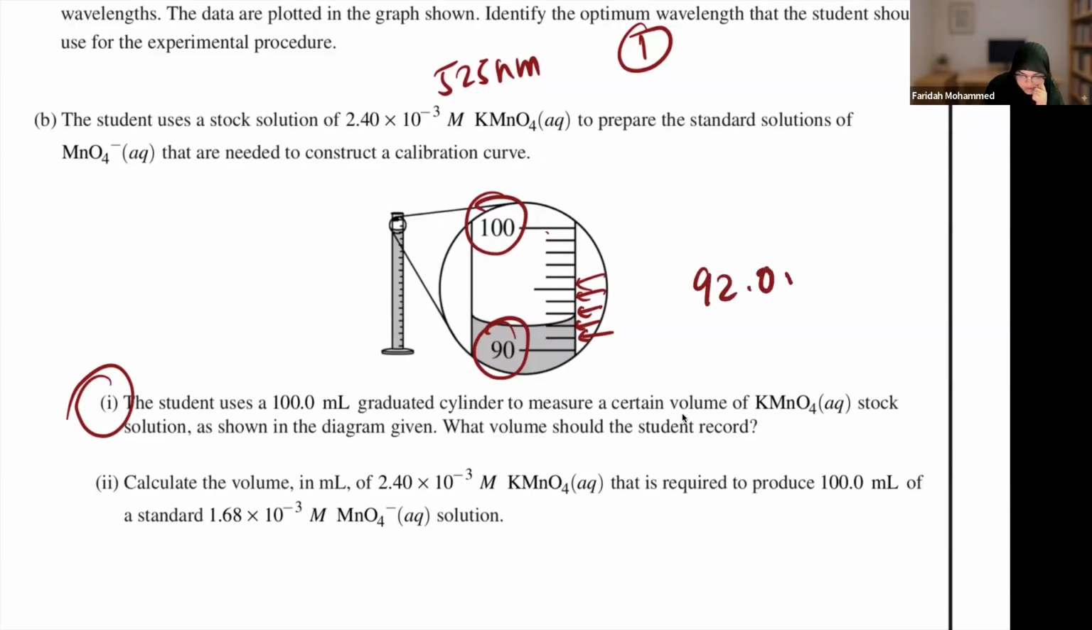92.0. If you miss the 0, minus 1. You cannot miss the 0, okay? Whenever you have the 2 lines, you always have to guess an extra decimal. Okay, so 92.0.